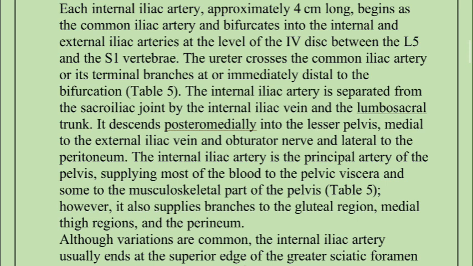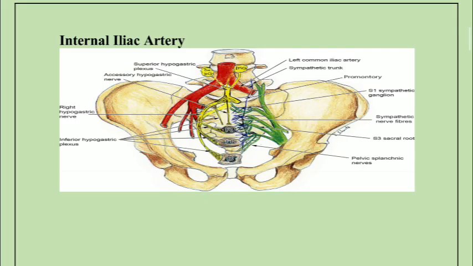Note that the ureter crosses the common iliac artery. It either crosses the common iliac artery or its terminal branches, and it does so at or immediately distal to the bifurcation. So you find the ureter crossing the common iliac artery, or just at about the bifurcation, or crossing where you have the terminal branches.